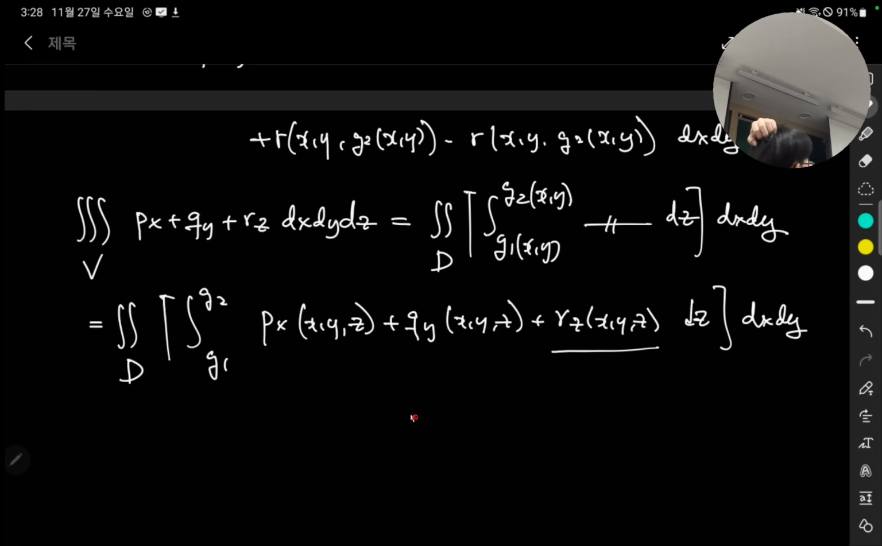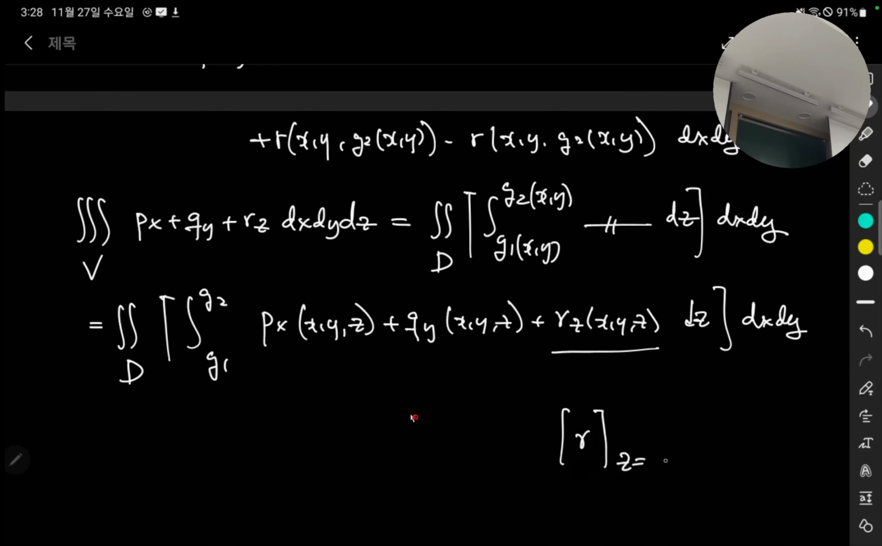So look at the R part first. This part is simple because what you're doing here is you take the partial derivative of R in terms of z and then integrate in z again. So eventually you retrieve R back by taking the integration in z. So when you do this, it's simply R with z from G1 to G2. And look at this part. How do you take the integration of this part?